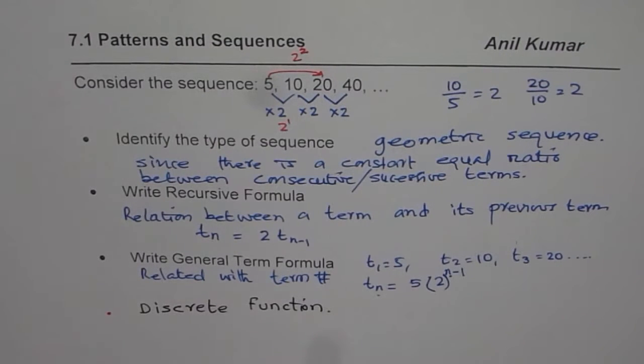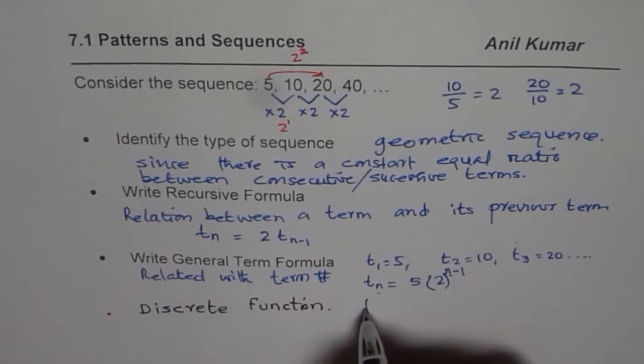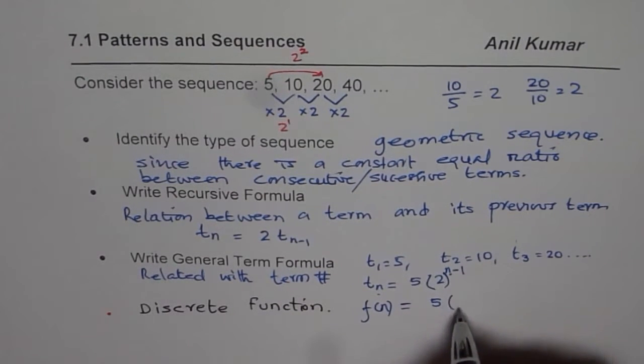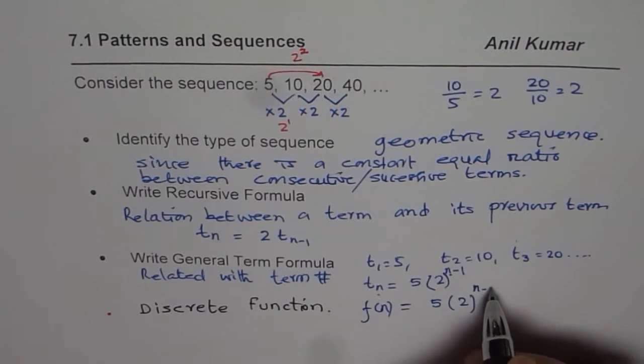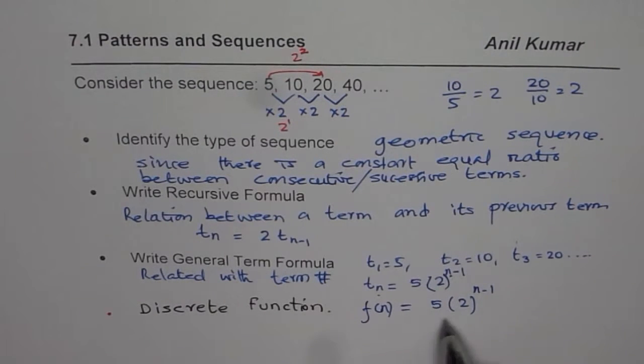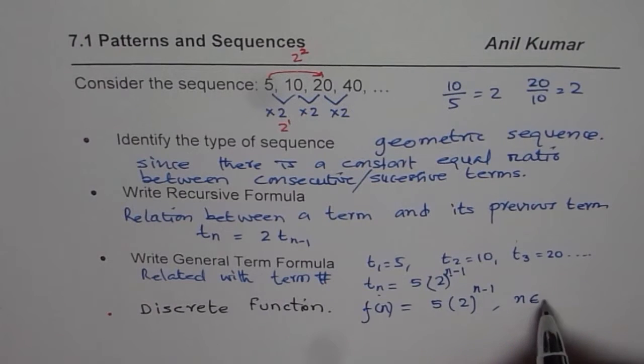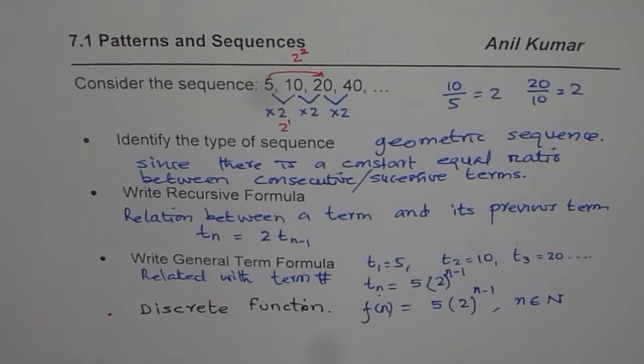Now there is another term which we use, and that is discrete function. So all these could also be written in the function form, that is f of n is equal to 5 times 2 to the power of n minus 1, right? So that is also a function form which can be utilized, and we call this a discrete function, since here n belongs to the set of natural numbers. So that makes it discrete, right? Now whenever we say n belongs to the set of natural numbers, we know that n is 1, 2, 3, 4.